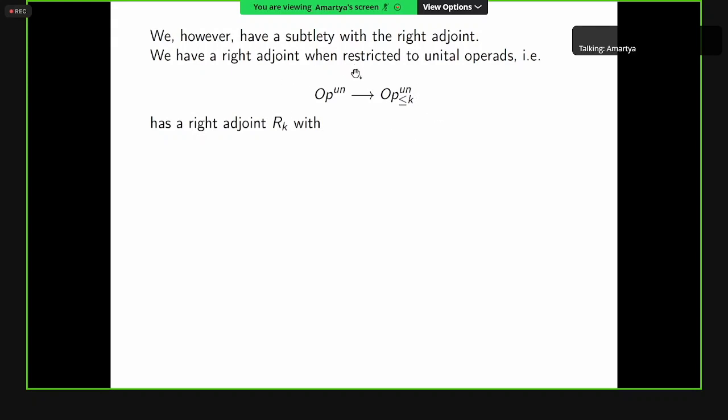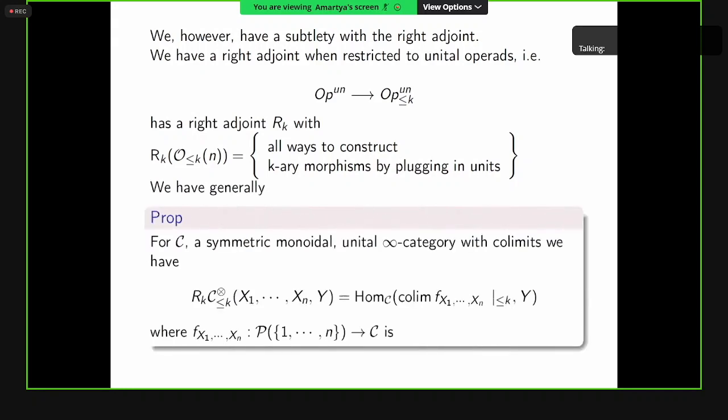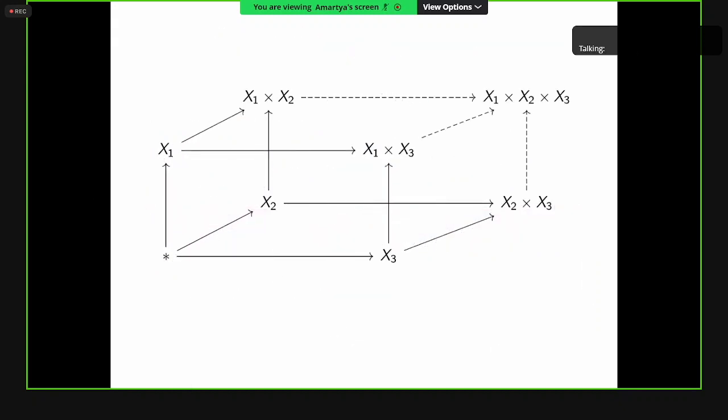So you have a right adjoint when restricted to unital operads, which you can again roughly define as follows, just by plugging in the units. Generally you can do a few cases, but more generally, for a symmetric monoidal unital infinity category with elements, you have something like this. It's the way you think about the right adjoint. Maybe stare at it for a second. That makes sense, right? Where this F is basically this Q that we have.